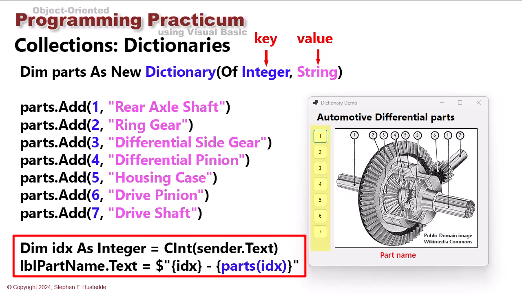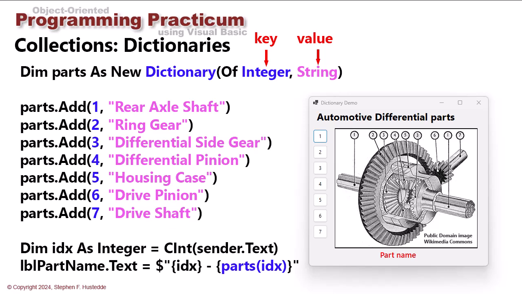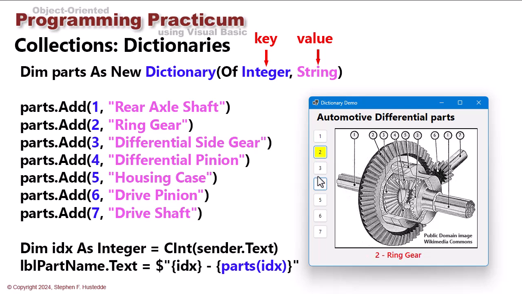And then the 7 buttons that are numbered here in this interface, 1 through 7, I'm going to get the text value of those buttons and convert that to an integer and put that into a variable called IDX. And then my label at the bottom where you see it says part name is lblPartName.Text equals, and I'm doing a string interpolation of the index number, a dash, and then the value coming from the parts dictionary by looking up that particular key. So if we run this, there's part 1, part 2, 3, 4, 5, 6, and 7.